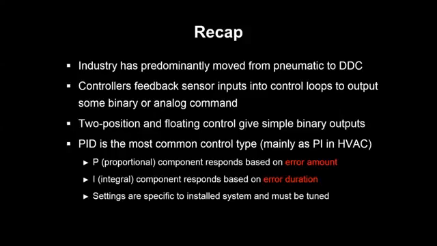So as a recap, we looked at a little bit about how the industry has moved from pneumatic to DDC. We looked at how control loops from a theory standpoint haven't changed, and that in HVAC we're still dealing with a lot of closed control loops where we have feedback, comparing that to a set point, and having a magnitude change at the output of our controller. We looked briefly at some of the simple schemes like 2-position and floating control, and then we looked at some examples and some theory behind PID loops.